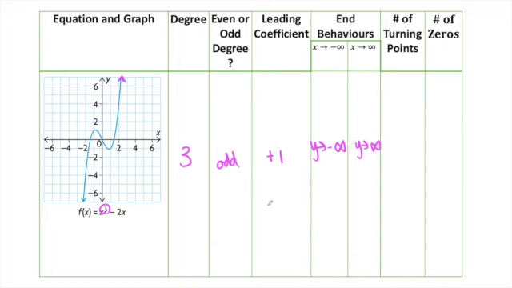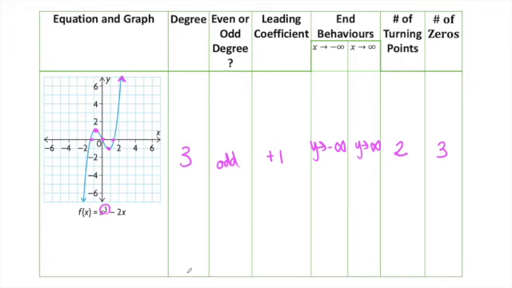Okay, then your number of turning points is 1, 2. And your number of zeros is 1, 2, 3. So again, the same rule is going to follow. The number of turning points is 1 less than your degree, at maximum. And then the number of zeros is, at maximum, your degree. So in this case, we have 3.